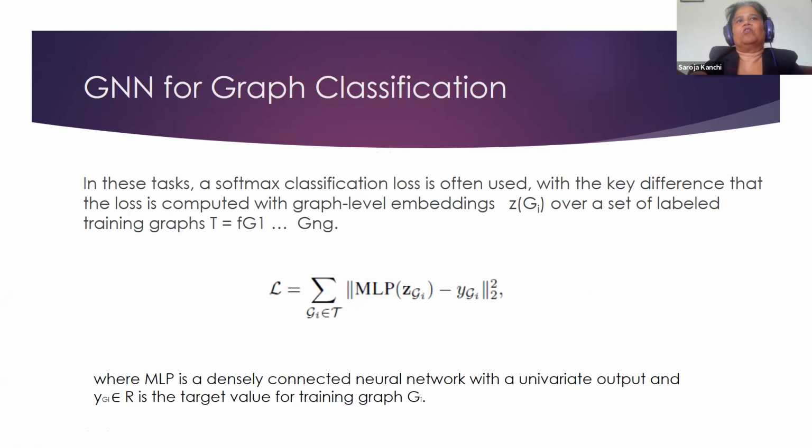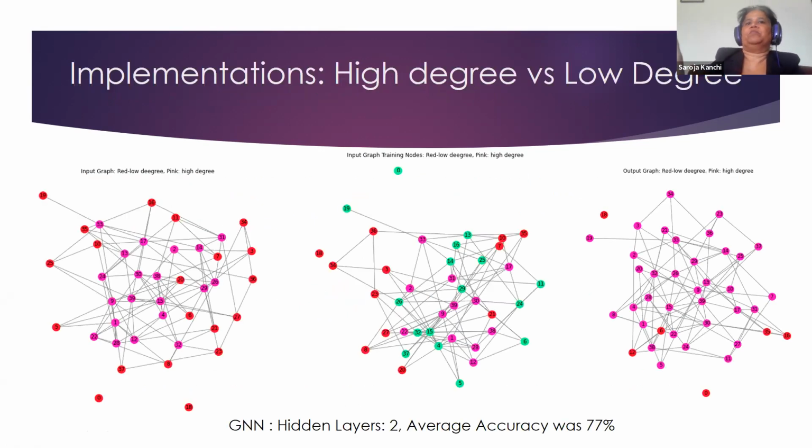Now, we applied this to a couple of problems. One is the PubMed problem, which is the standard problem, as a proof of verification. Then we've been trying graph neural networks on various graphs of large size, and here are a few implementations. The first one that was tried was identifying low degree and high degree graphs. No information was given about any node. In fact, absolutely nothing was given except the graph. Then we had two hidden layers, and the average accuracy was 77%.